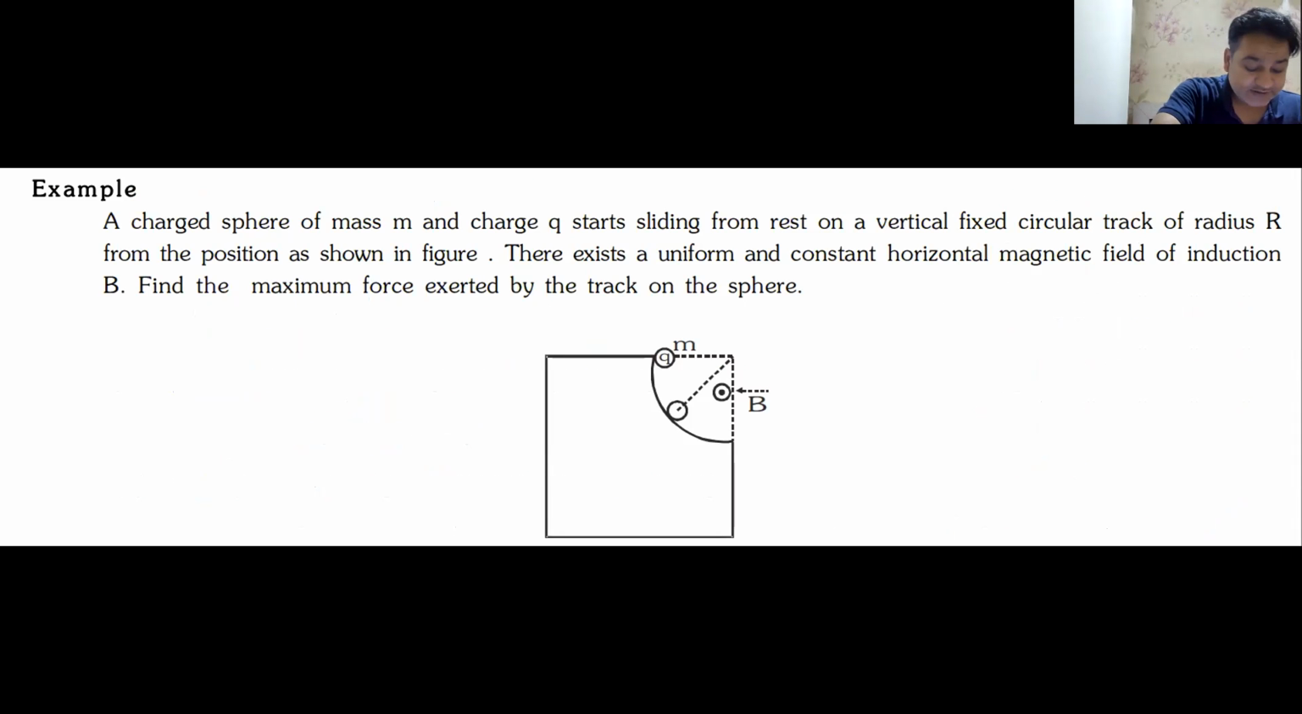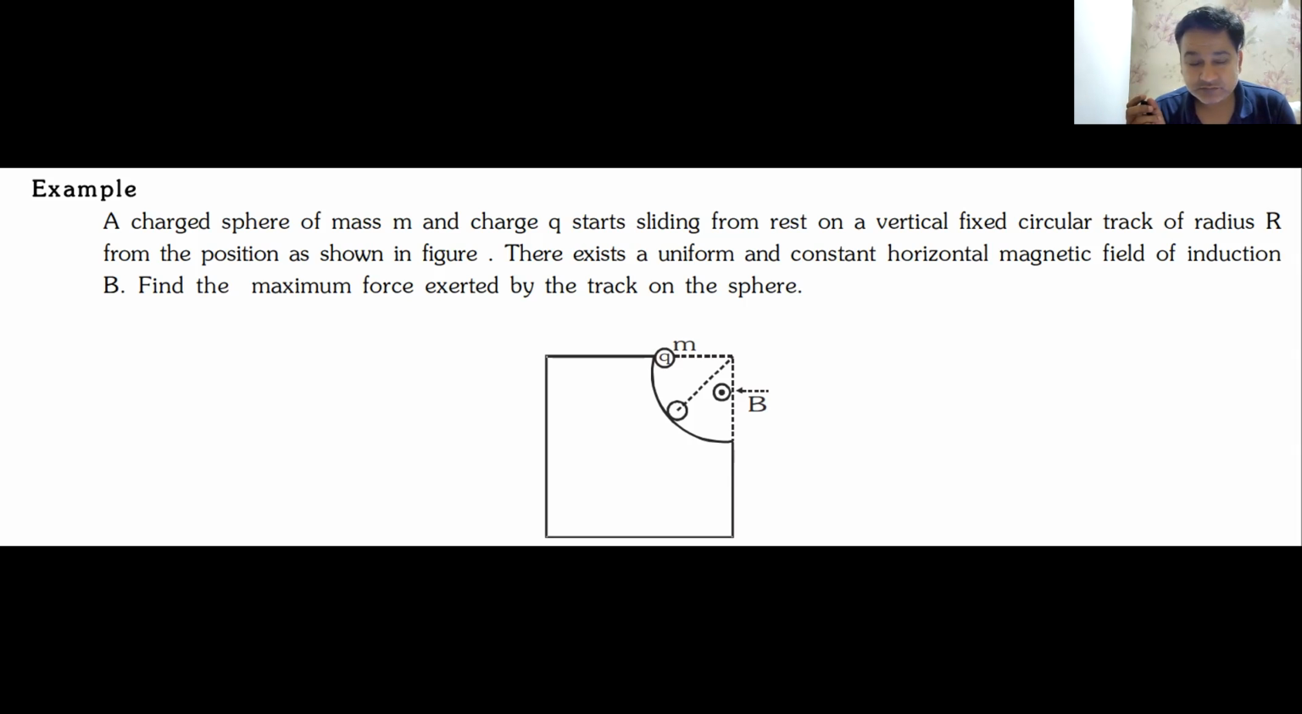Here it comes, the next one. A charged sphere of mass m and charge q starts sliding from rest on a vertical fixed circular track of radius r from the position shown in the figure. There exists a uniform, constant, horizontal magnetic field of induction B. Find the maximum force exerted by the track on the sphere.